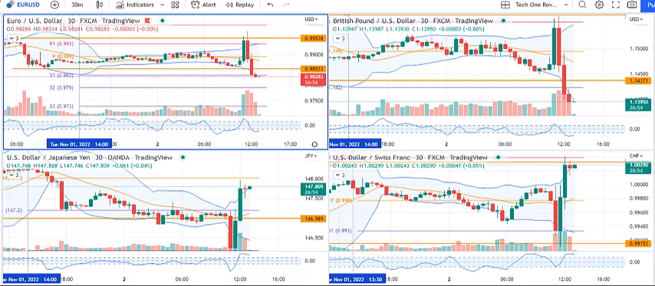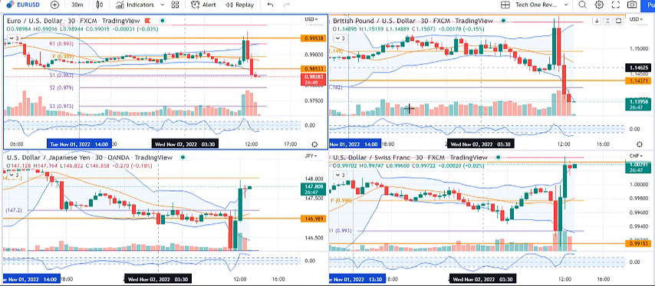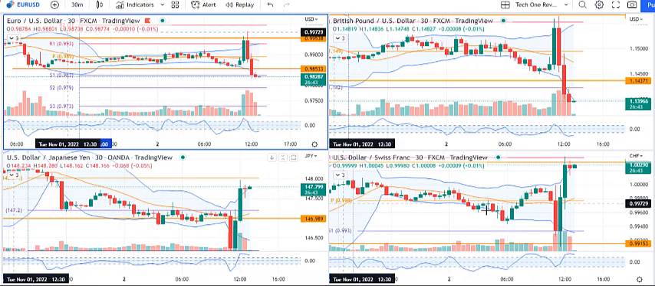This was FOMC. As you can see, the results here. I'm looking at the euro dollar on the top left, the pound dollar on the top right, and then I have over here on the left, Japanese yen, so the dollar yen, and then the dollar Swiss. That's all I've got on this chart.